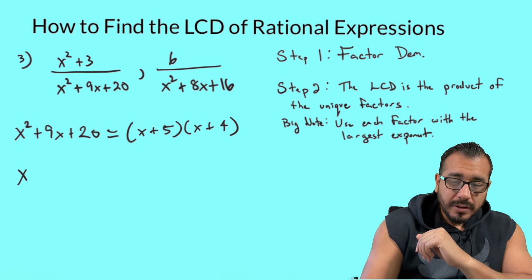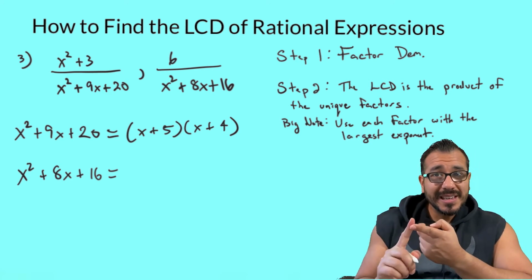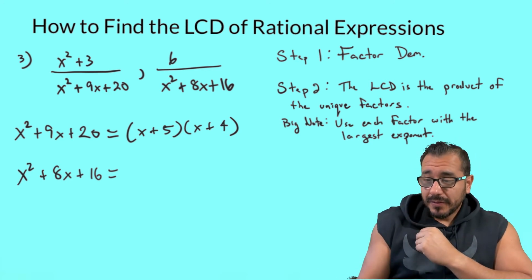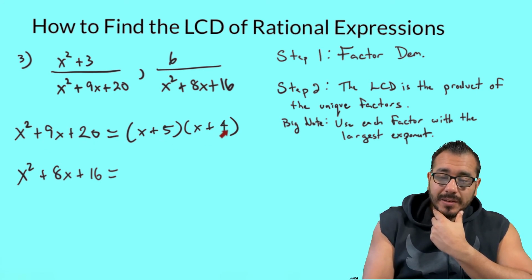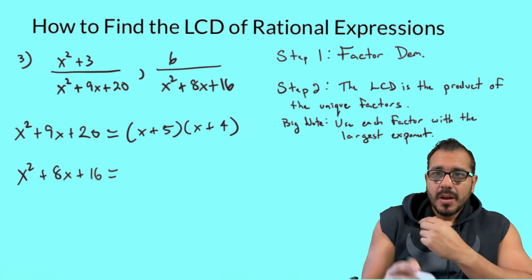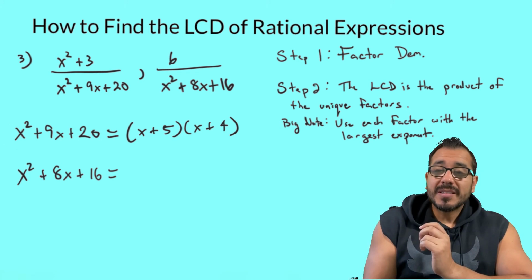And then we're gonna factor this next one, x squared plus 8x plus 16. So again, we're looking for two numbers that multiply to give us 16 and add up to 8. In the top one, we looked for two numbers that multiply to give us 20 and add up to 9. So 5 times 4 gave us a 20. When you add them, they give you 9. Why does that work so easy in this case? Because the leading coefficient is a 1.